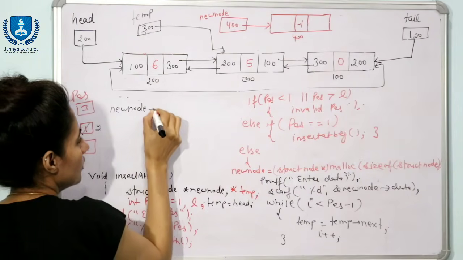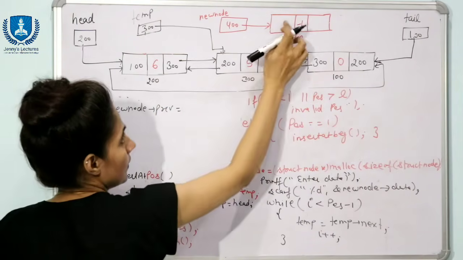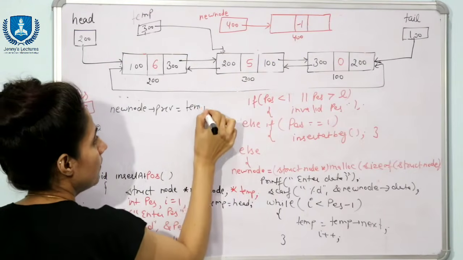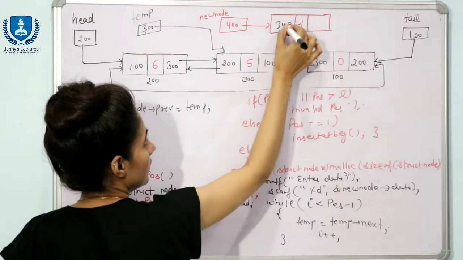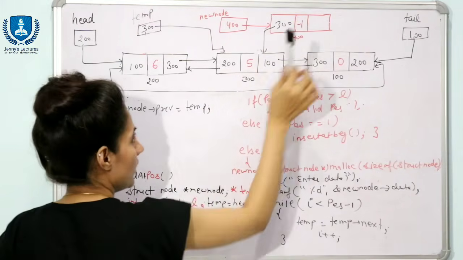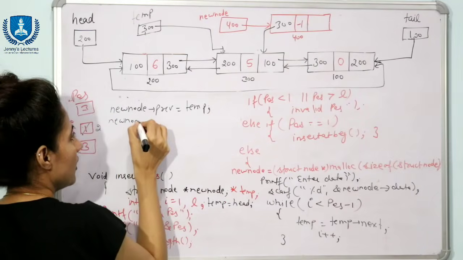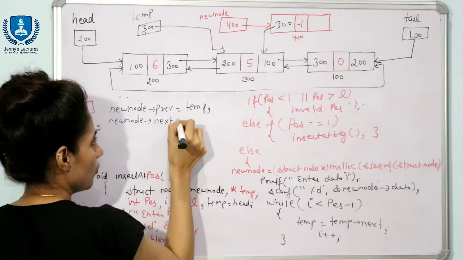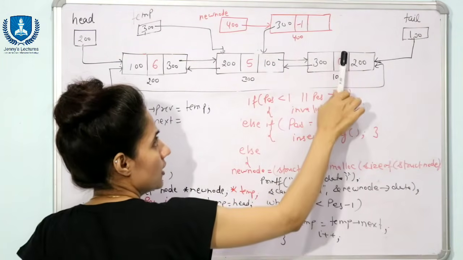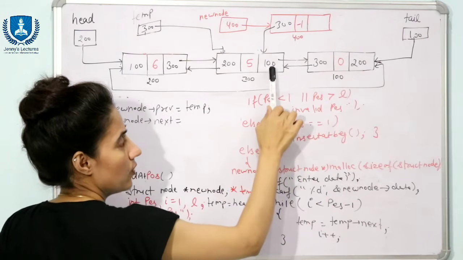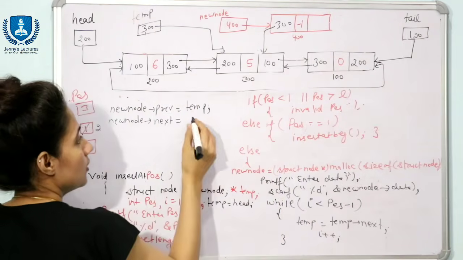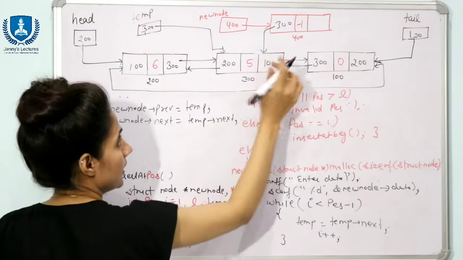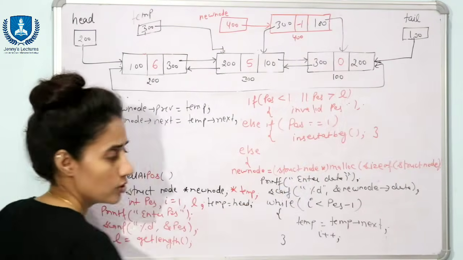In new node previous, what will you store here? The address of the previous node, that is this node 300. From where can I get 300? In temp I have 300. So temp means this is pointing to this node. Now set this link. The pointer to this node is new node. New node next is equal to, here I want to store the address of the next node, that is 100. From where can I get 100? Here I have 100, and the pointer to this link is temp. So you can access this using temp next. Temp next. So here I have 100, so this is now pointing to this node, right?